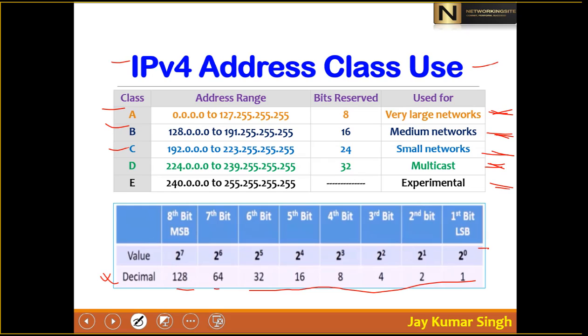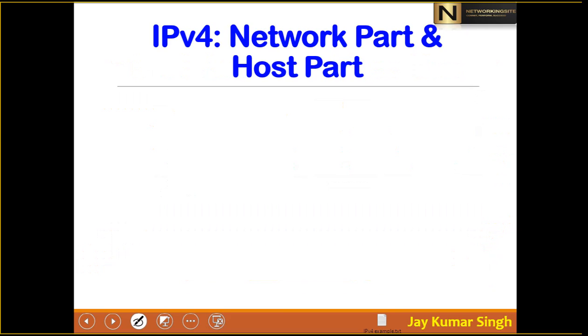So this is an 8-bit calculation. Why 8-bit calculation? Because an IP address is a combination of 4 octets, and each octet will have 8 bits. So what value will be there in octet number 1, octet number 2? These are all decided by these numbers.